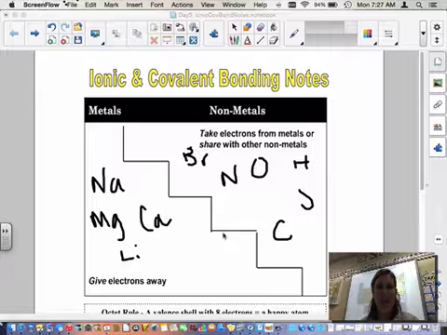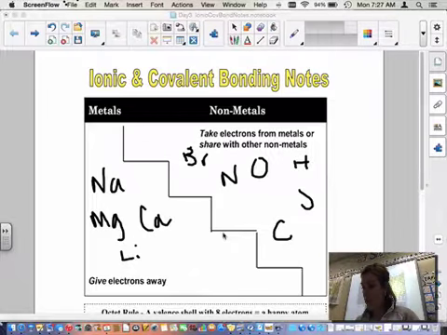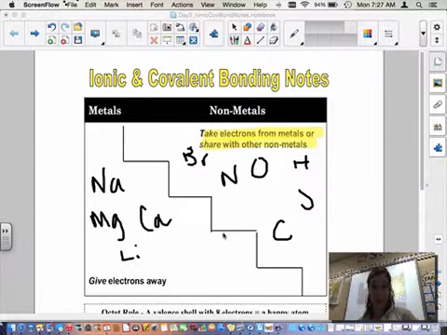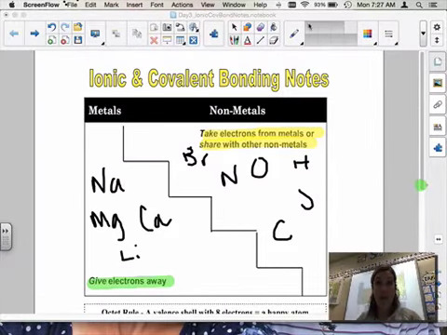Okay, so with ionic and covalent bonding, it's important to know that nonmetals like to take electrons from metals, or they like to share with other nonmetals. On the other hand, metals like to give away electrons. They're not real big on sharing their electrons. When I say sharing or giving away, I'm talking about their valence electrons, those electrons that are in the outside shell.